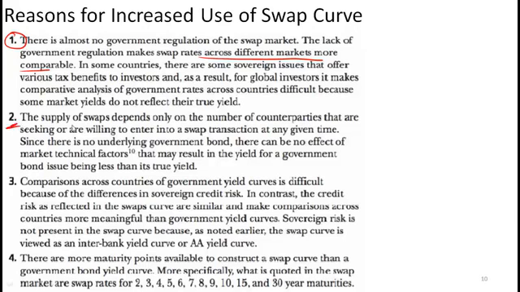Point number two is the supply of swaps depends only on the number of counterparties that are seeking or willing to enter into a swap transaction at any given time. Since there is no underlying government bond, there can be no effect of market technical factors that may result in the yield of a government bond issue being less than its true yield.